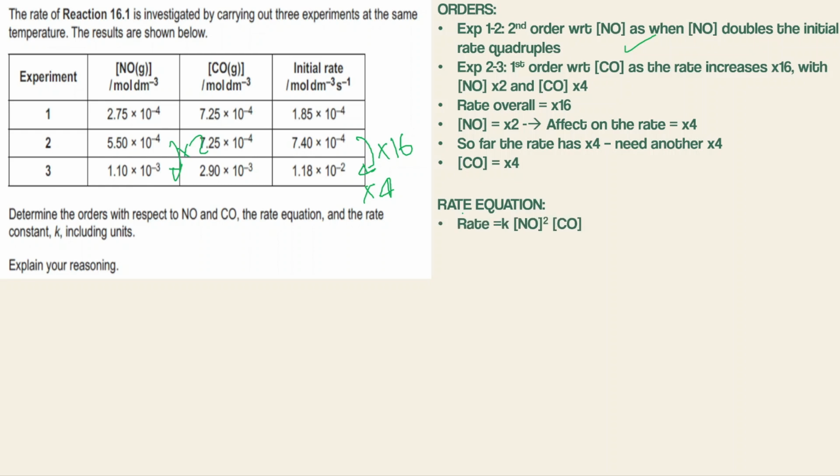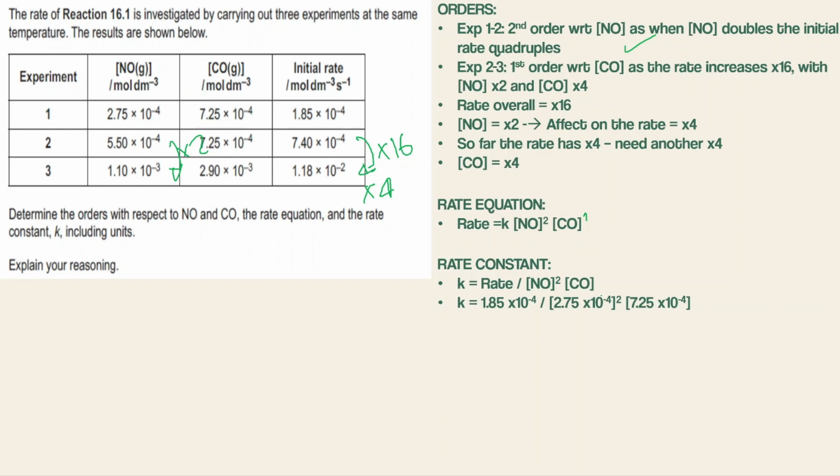The rate equation: rate equals k, NO to the power of 2, and then the concentration of CO just by itself. You could write a small 1 there to show first order, but don't do that because no one does that. Rate constant: k equals rate divided by the concentration of NO to the 2 multiplied by the concentration of carbon monoxide. That's just our rearranged rate equation. And then those are the values here.